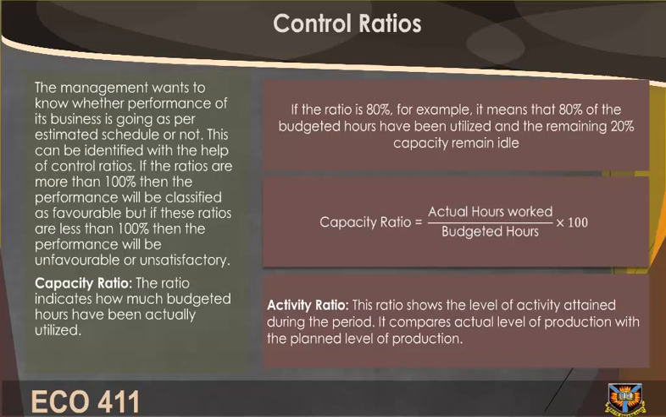Capacity ratio. The ratio indicates how much budgeted hours have been actually utilized. If the ratio is 80%, for example, it means that 80% of the budgeted hours have been utilized and the remaining 20% capacity remain idle. Activity ratio. This ratio shows the level of activity attained during the period. It compares actual level of production with the planned level of production.